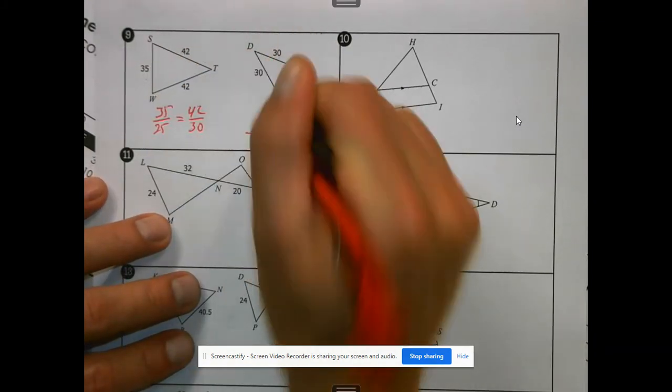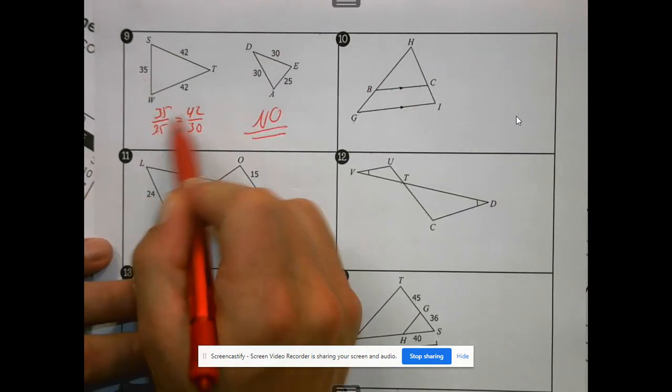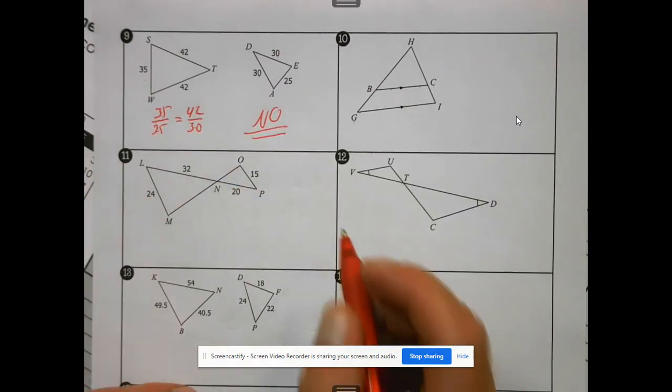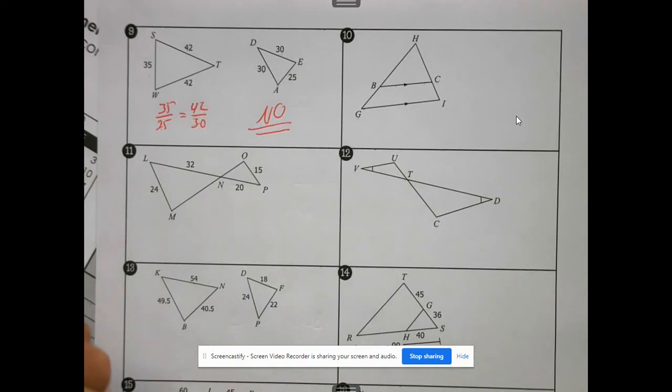Problem. These do not match up. When you divide top by bottom, these sides are not in proportion. Scale factor is not the same. That is a no.